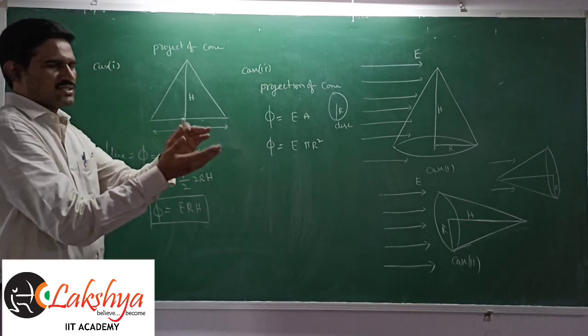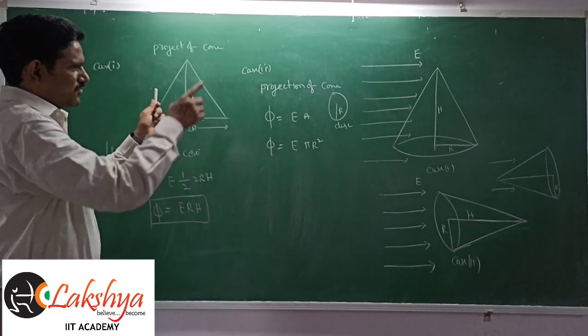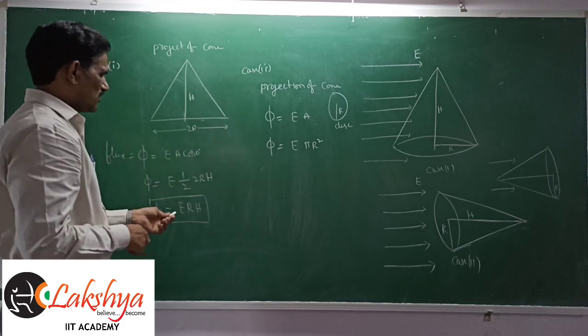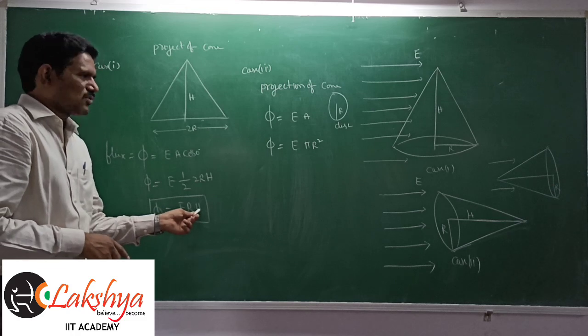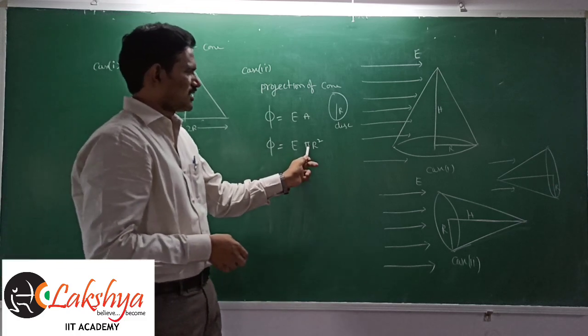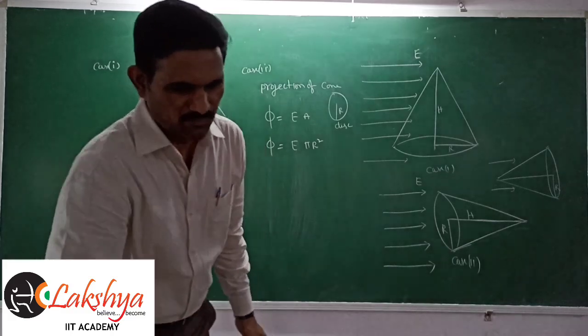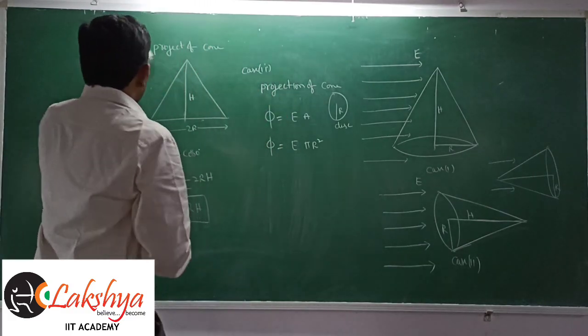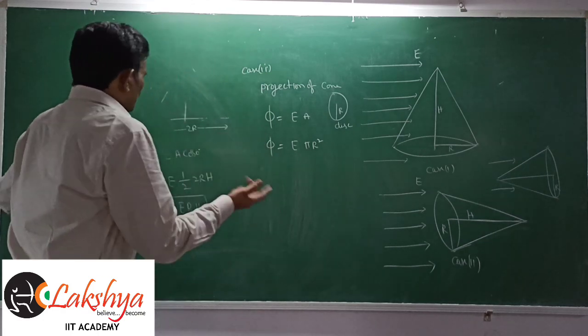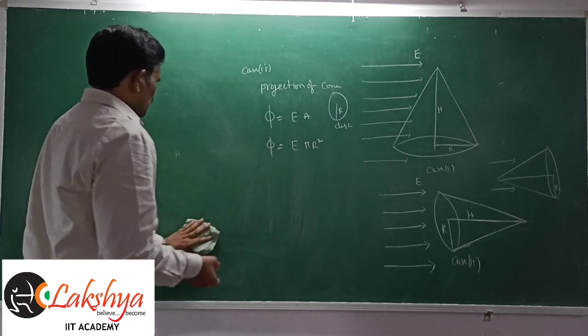So if your cone is placed like this, then we can write the flux passing through that cone as E into R into H. If it is placed like this, we can write it as E into pi r square. And a lot of such questions will be there. We just need to take such projections in such cases.